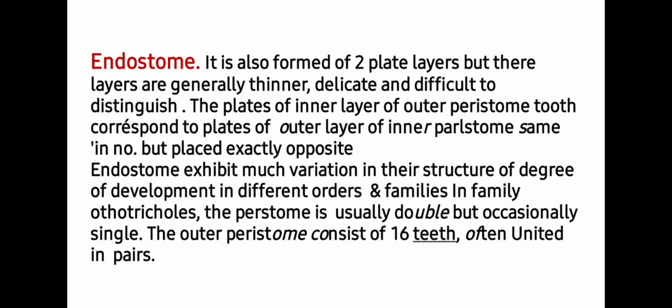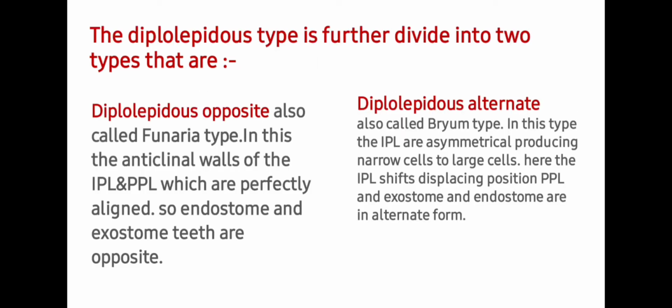The plates of the inner layer of the outer peristome tooth correspond to the plates of the outer layer of the inner peristome, the same in number but placed exactly opposite. The endostome exhibits much variation in its structure and degree of development in different orders and families. In the family Orthotrichaceae, the peristome is usually double but occasionally single. The outer peristome consists of 16 teeth, often united in pairs.